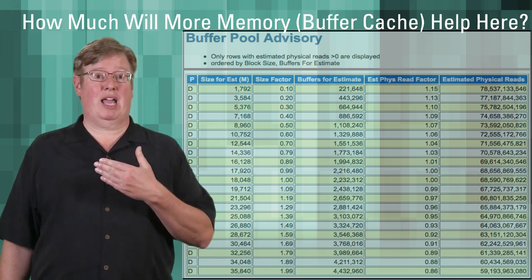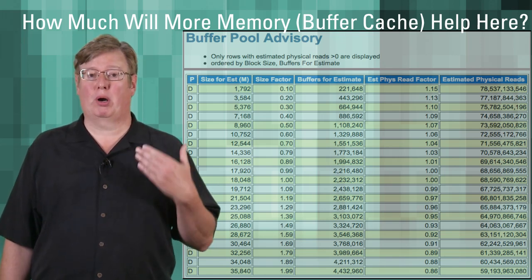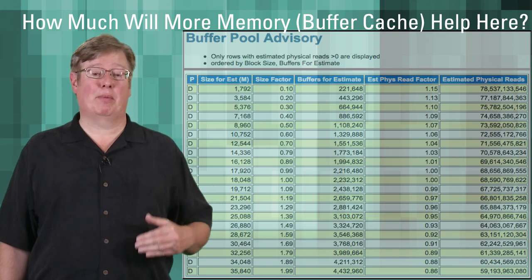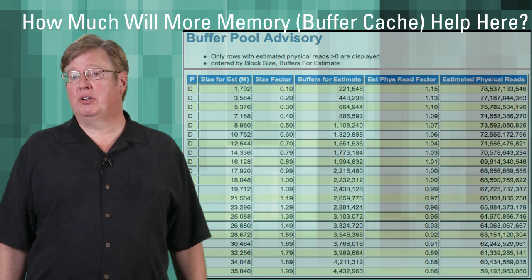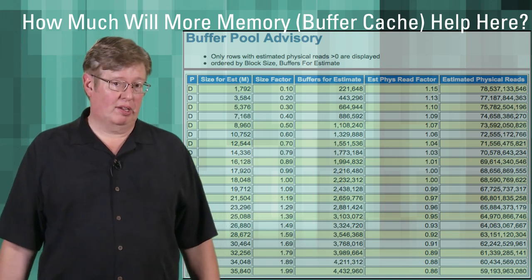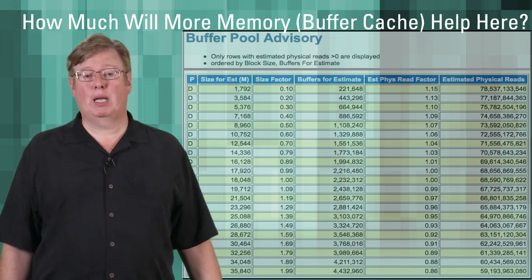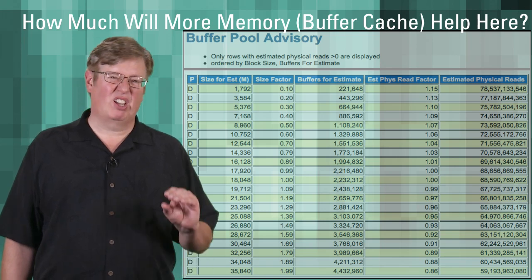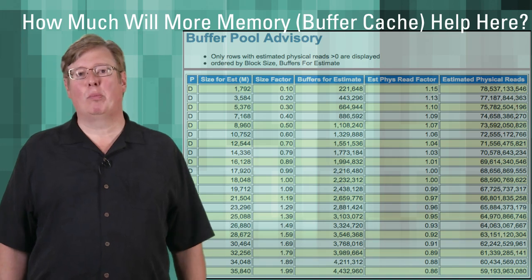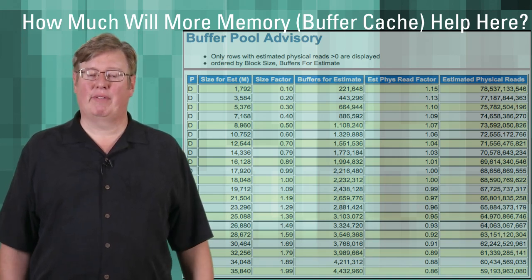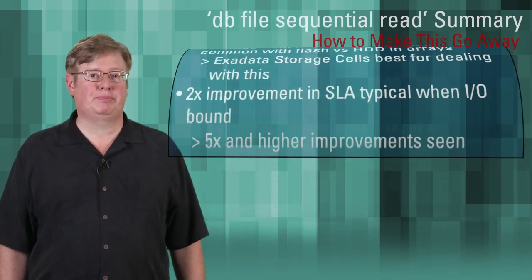In some of the examples I had for those advisors, the results are much more marked, or maybe we just need to add a lot more memory, something like a flash cache, or you're just going to have to go to an engineered system like an Oracle SuperCluster or an Oracle Exadata, depending upon what this profile tells you. So I'm just giving you a little hint here on how to look at the buffer pool advisory and see: is this really going to help my DB file sequential read by having more memory or not?